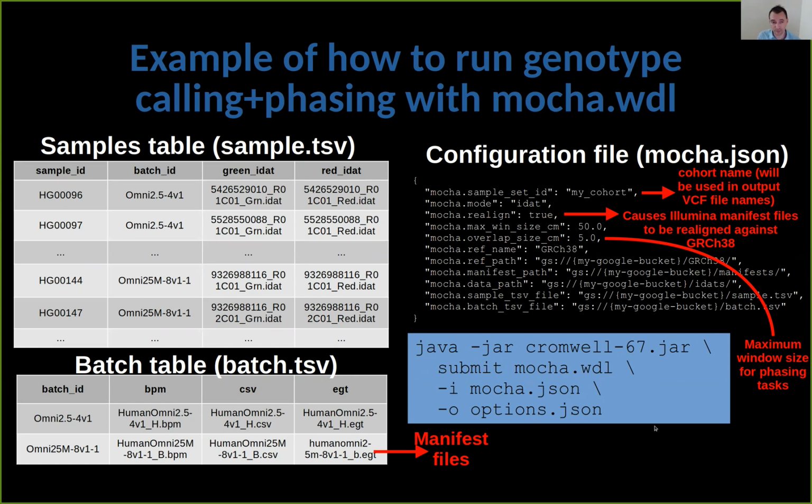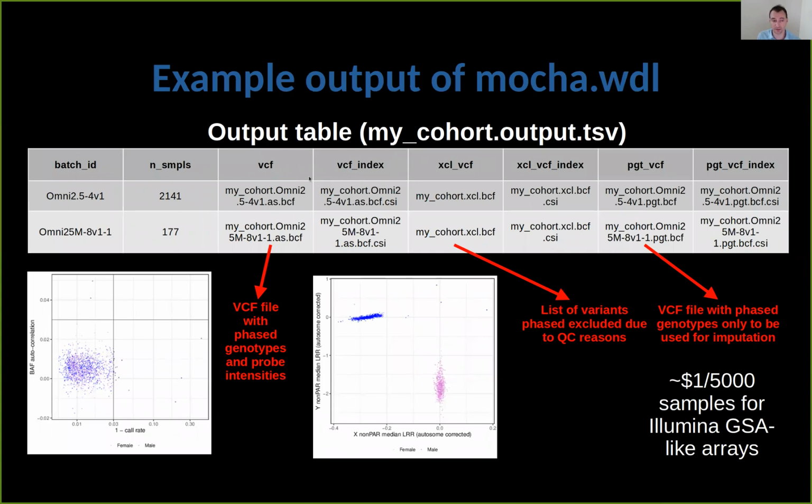And then if everything goes well, we would obtain as an output a table with a list of VCF files, and the VCF files that will be generated will be divided across batches. And so for each batch, we're going to get a VCF file with the phased genotypes and probe intensity, and then also a VCF file just with phased genotypes useful for imputation. Then we'll also get some summary plots that will visualize the call rate across samples and maybe some statistics that will indicate possible contaminations. And then also other summary plots indicating probe intensities for the sex chromosome and others that I'm not showing now. The cost that I've observed, if you run it in Google Cloud, is about $1 per 5,000 samples for GSA-like arrays.